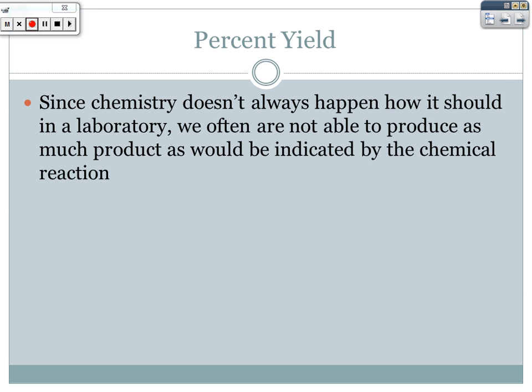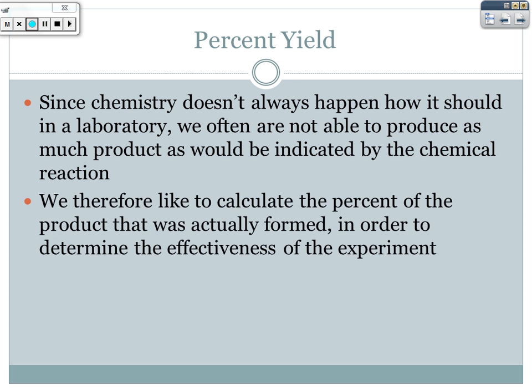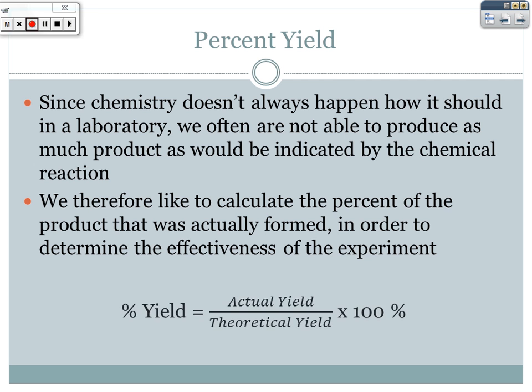Now, since chemistry doesn't always happen how it should in a laboratory, we're often not able to produce as much product as would be indicated by the chemical reaction. We therefore like to calculate the percent of product that was actually formed in order to determine the effectiveness of the experiment. We do that using an equation that says percent yield is equal to actual yield divided by theoretical yield times 100. The actual yield is how much you actually make, divided by what you theoretically should be able to make based on the chemical equation, times 100%.